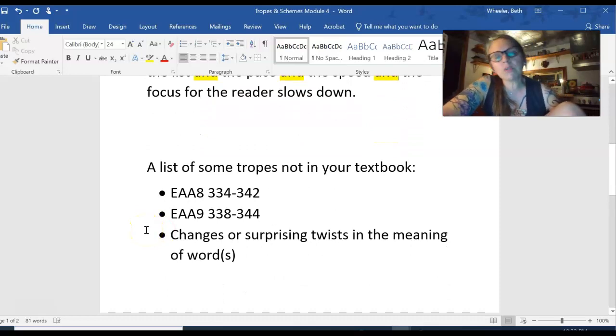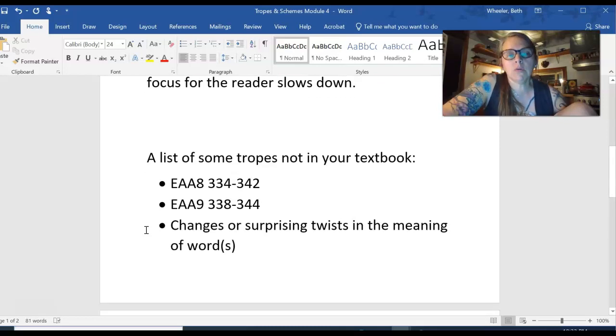So let's talk about some tropes. Tropes are not about sentence patterns. They're more about, you see my definition of them down here, changes or surprising twists in the meaning of words. I have given you the page numbers where you can read about tropes in the textbook, depending on the edition you have. The textbook is going to go over a lot of the ones we've already talked about in earlier lectures, like allusion and metaphor, but some other ones are there: irony, rhetorical questions, metonymy, and hyperbole. So you can look up some of the ones I've just mentioned in the textbook.